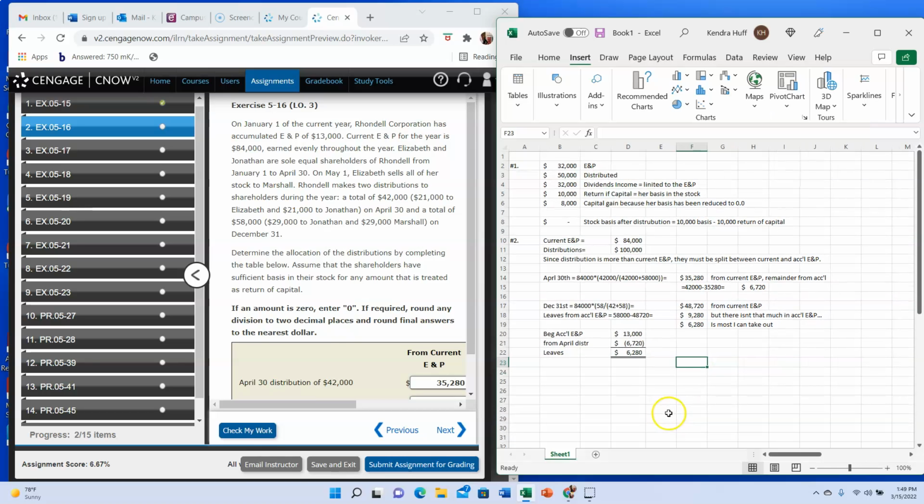Okay, so now I'm up to the December amount allocated. We had 48,720, oh, excuse me, from current EMP, and 6,280 from accumulated EMP. Here's what it was, 58,000 total.